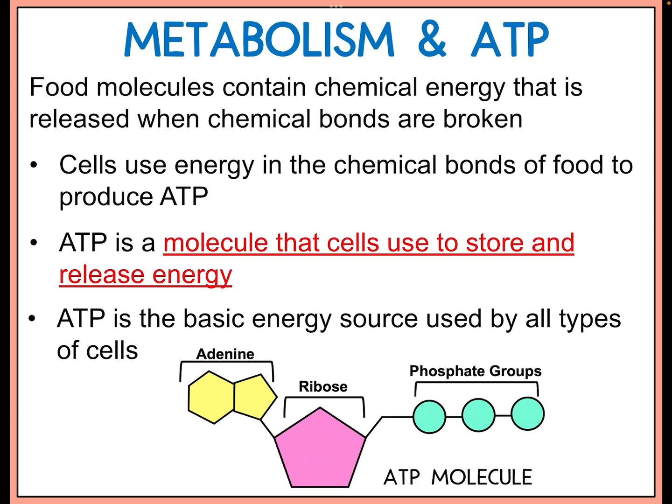ATP stands for adenosine triphosphate. ATP is a molecule that the cells use to store and release energy. ATP is the energy currency of the cell. It's the basic source of energy used by all cells. An ATP molecule is made up of adenine, ribose, and a phosphate group.